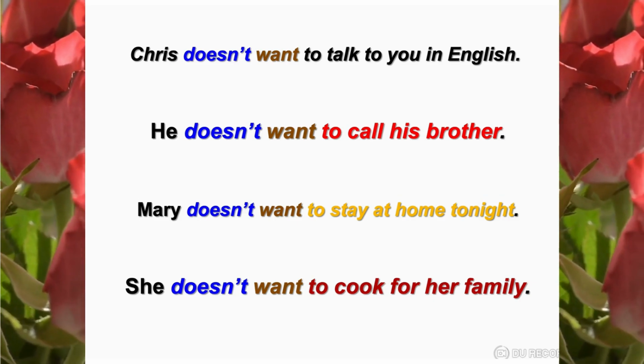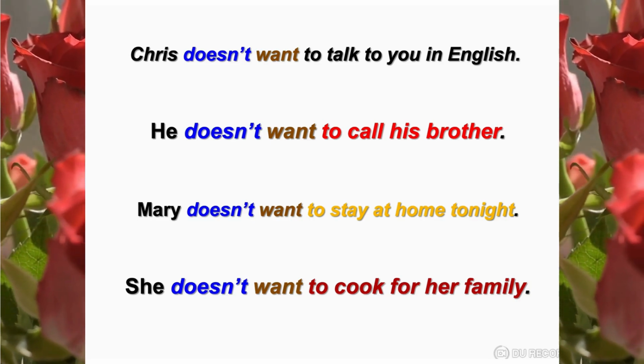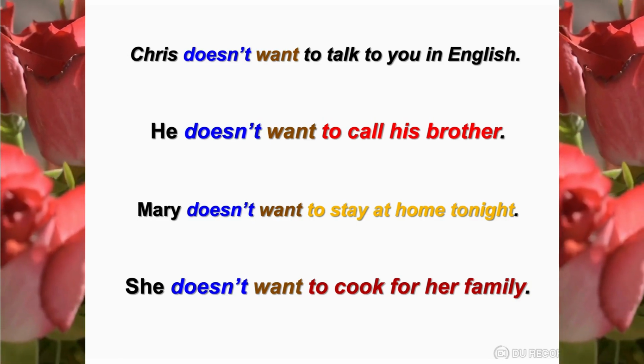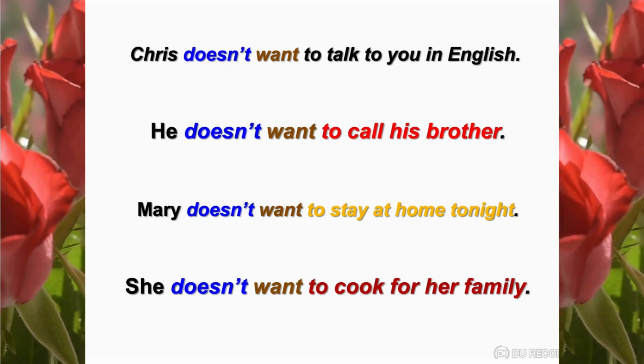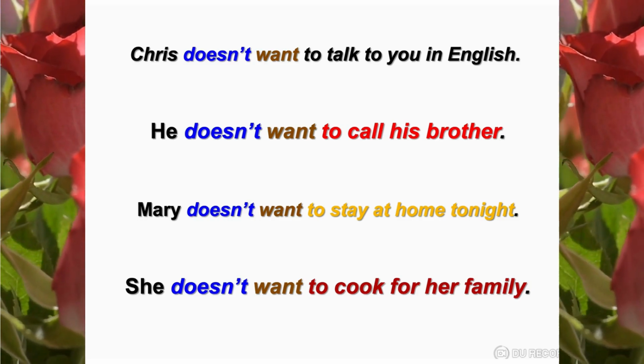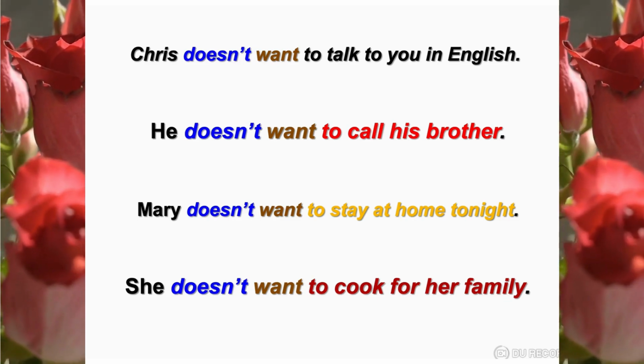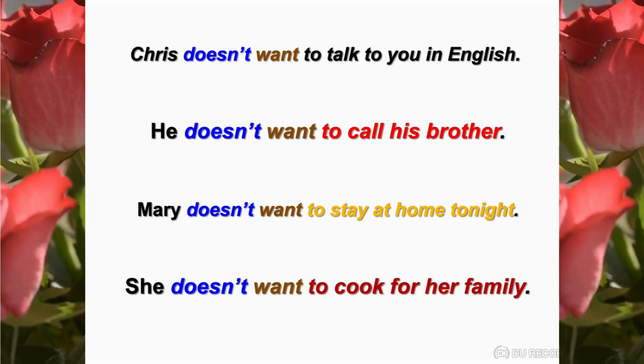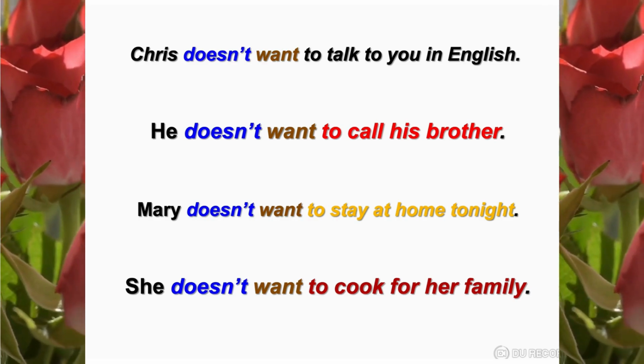Let's repeat after me these examples, but a little bit faster. Chris doesn't want to talk to you in English. He doesn't want to call his brother. Mary doesn't want to stay at home tonight. She doesn't want to cook for her family. I repeat the last example. She doesn't want to cook for her family.